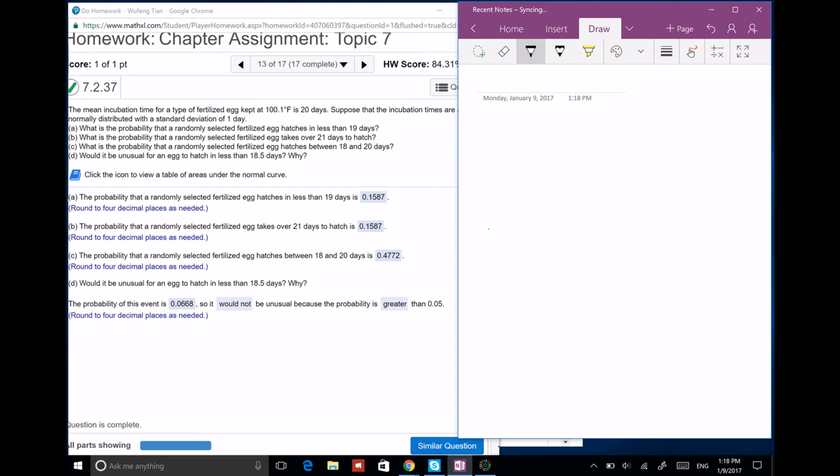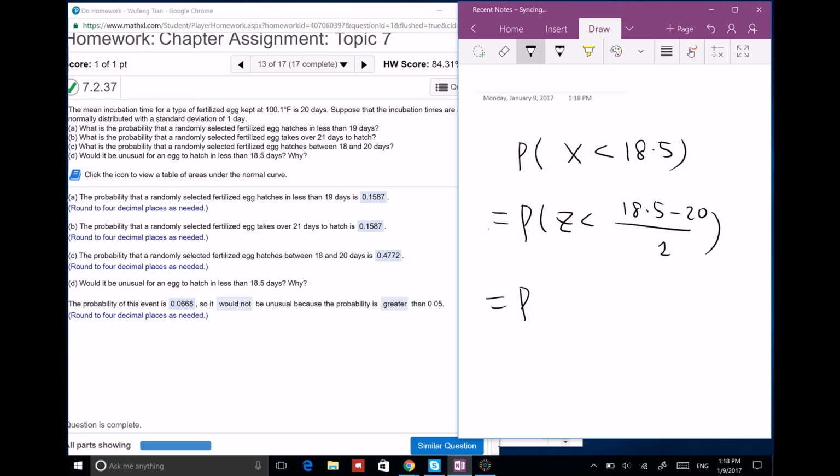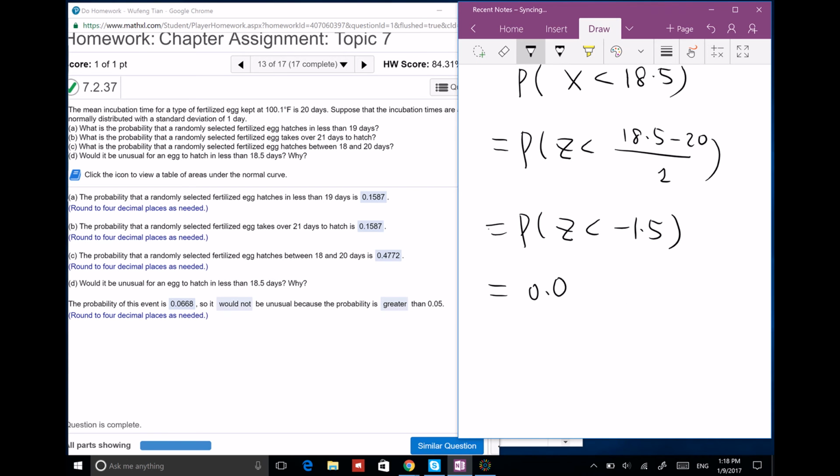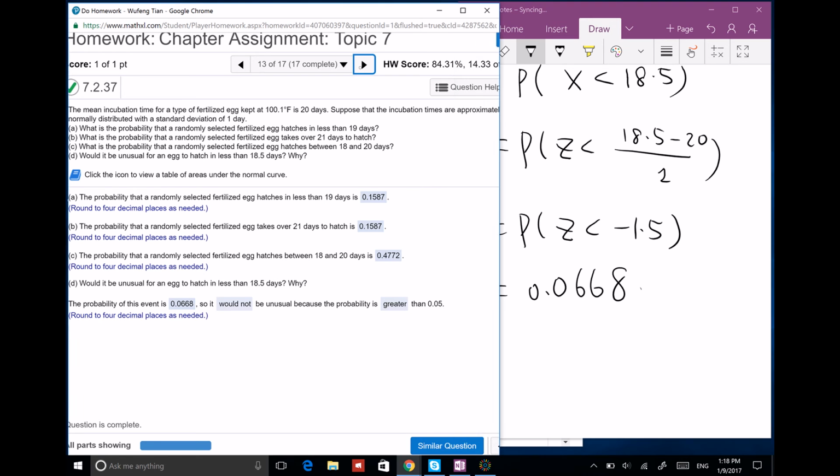Next one, less than 18.5. You would do probability x less than 18.5. You would have probability z less than 18.5 minus mu, which is 20, over 1, which is probability of z less than -1.5, which is, use the table, 0.0668. This is bigger than 0.05, so it's not unusual.